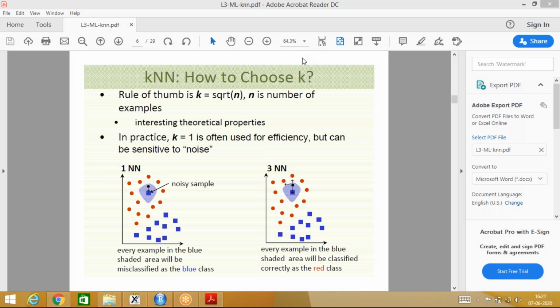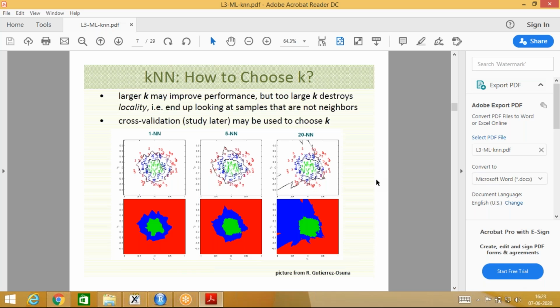So what did we learn till now? We learned till now that K should be big. But there is a problem with that as well. When you make K too large, this particular picture will help you understand that there are, let's say, 3 regions. So larger K may improve the performance, but too large K destroys the locality.